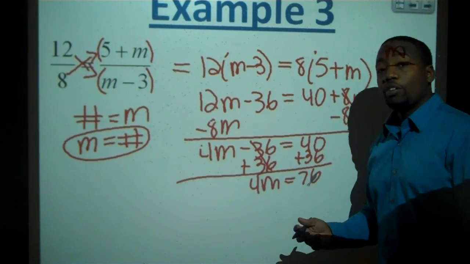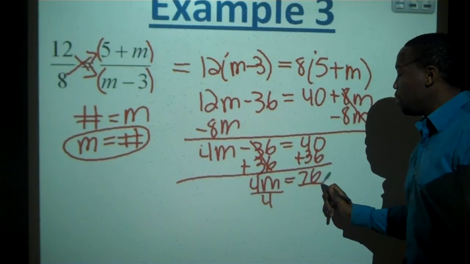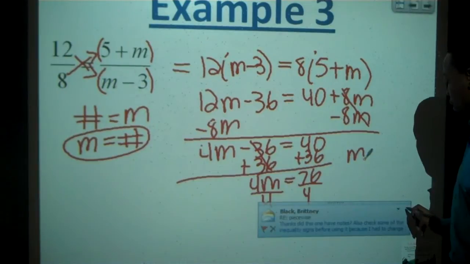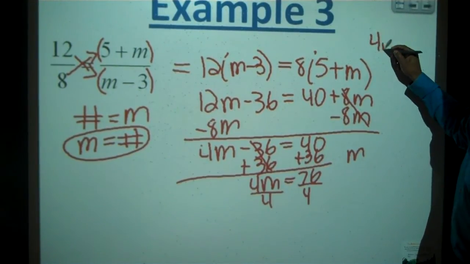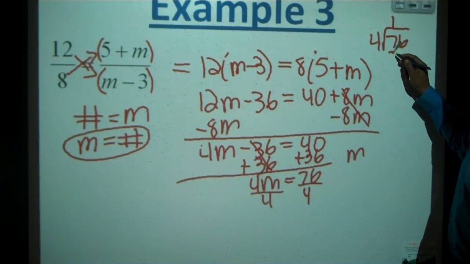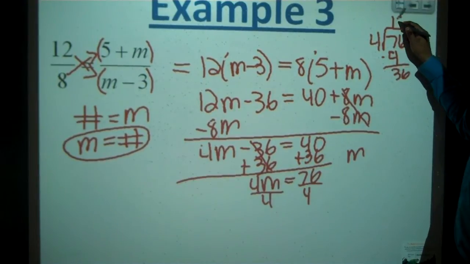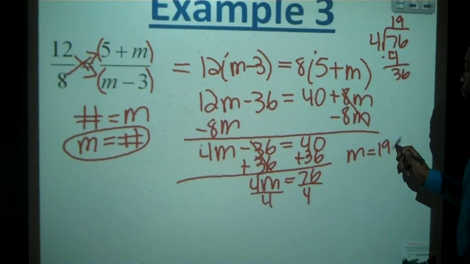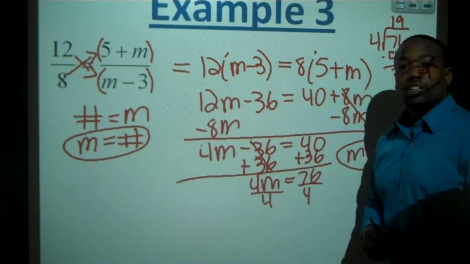And now from here, what do I have to do? Solve for m. So I divide by 4, and m, let's say, I don't know what that is. m is going to be 76 divided by 4. So let's see, it's going to be 19, right? So that's going to give me m is going to equal 19. Alright, there we go. Example 3.